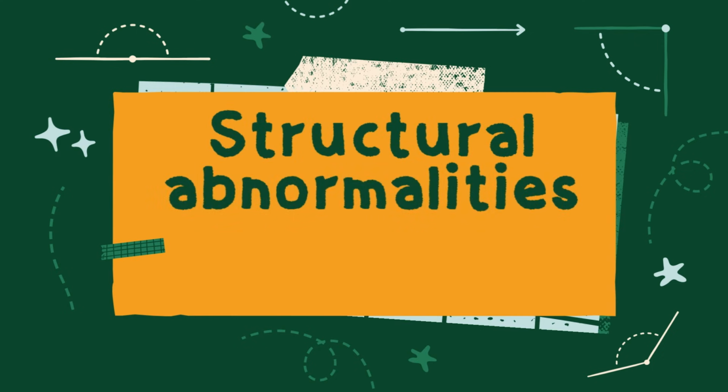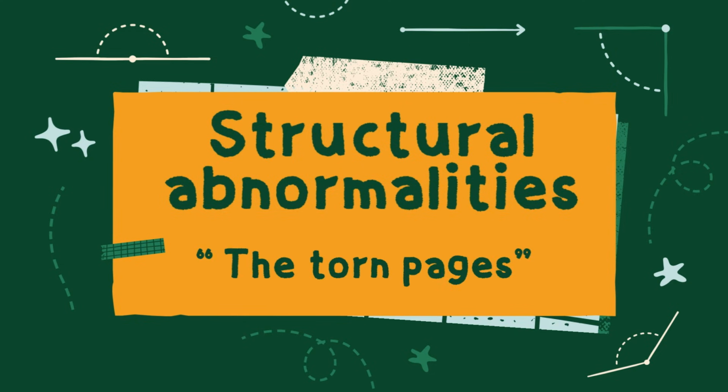Next part is structural abnormalities, or the torn pages. Sometimes the count is 46, but the structure is broken. This is harder to catch.